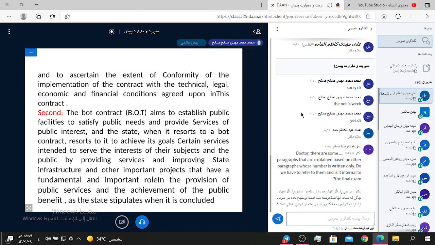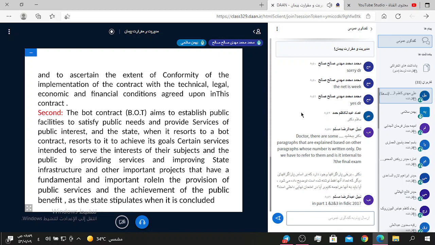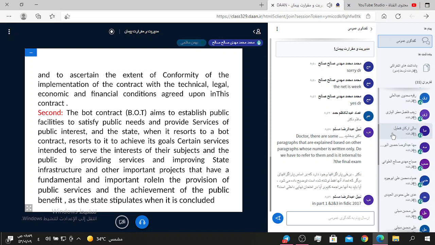Second, the BOT contract aims to establish public facilities to satisfy public needs and provide services of public interest, and the state, when it resorts to a BOT contract, resorts to achieve its goals, a clean service intending to serve the interests of its subjects and the public by providing services and state infrastructure and other important projects that have a fundamental and important role in the provision of public service and the achievement of the public benefit as the state stabilizes when it is concluded.